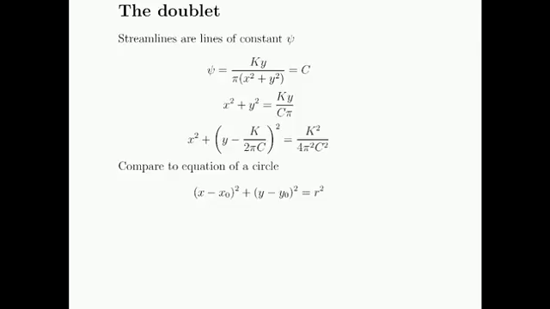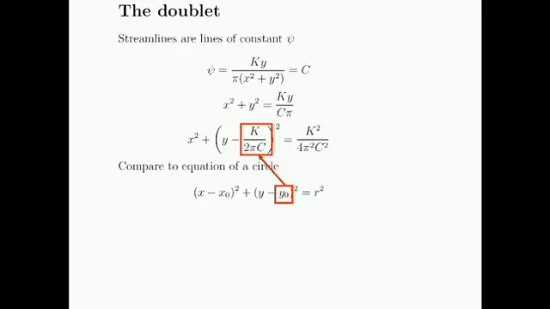And there's something weird here, right? Because that first bracketed term, y minus k on 2 pi c, that k on 2 pi c is the offset of the origin of those circular streamlines. And then that term on the right-hand side, k squared on 4 pi squared c squared, is the radius squared. So what can you see about the radius and the offset? Too obvious to even say. So the radius is the same as the offset, okay?